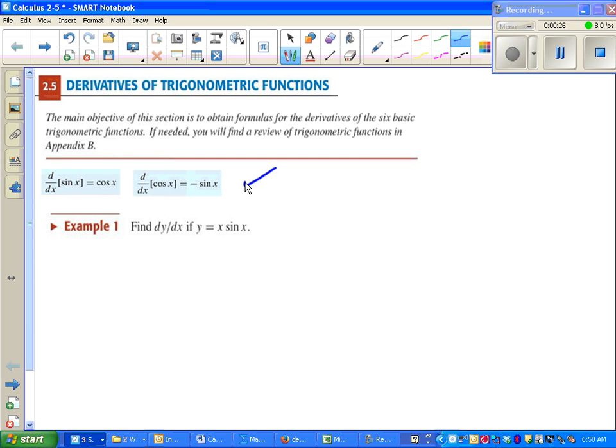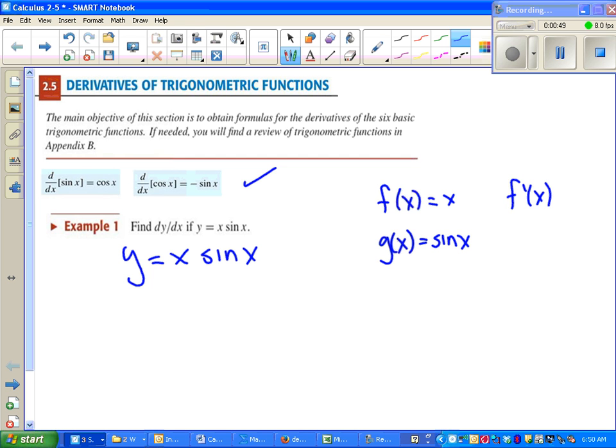So our first problem says find the derivative if y equals x sine of x. What you need to be able to see when you look at this is this is a product. You can think of this as f of x being x, g of x being sine of x. Since this is a product, you need to be able to come up with the f prime of x and the g prime of x, which we know.